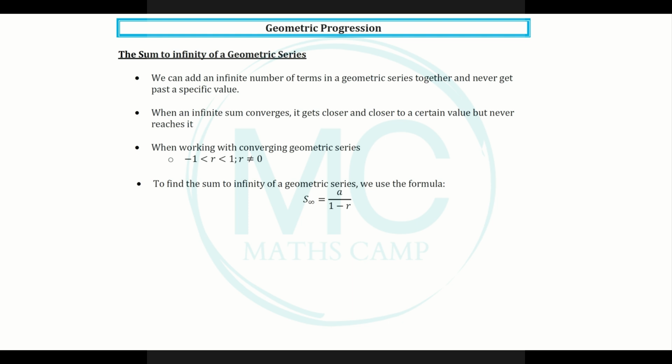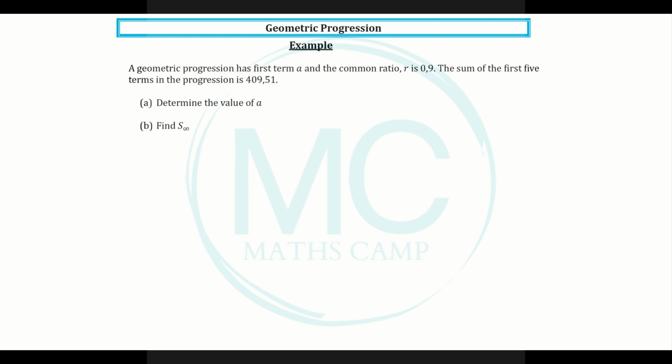So let's look at an example. A geometric progression has first term a, and common ratio r is 0,9. The sum of the first 5 terms in the progression is 409,51. Part A says determine the value of a. The question tells us that the sum of 5 terms is 409,51. We can use this to find the value of a.